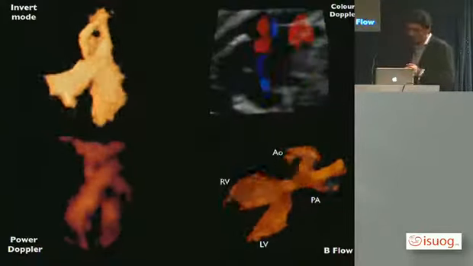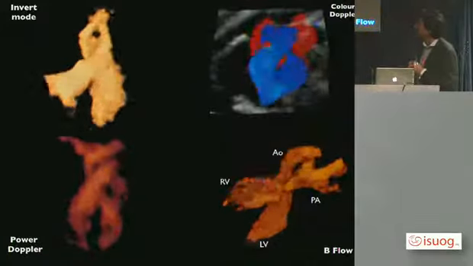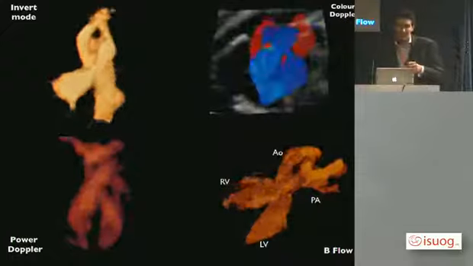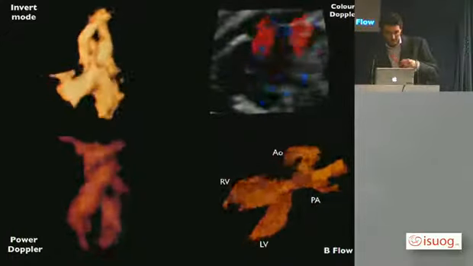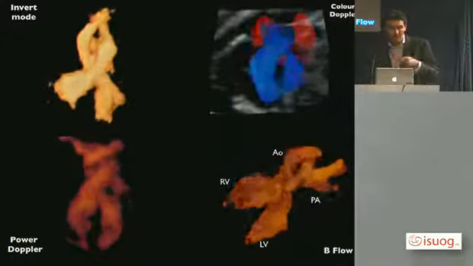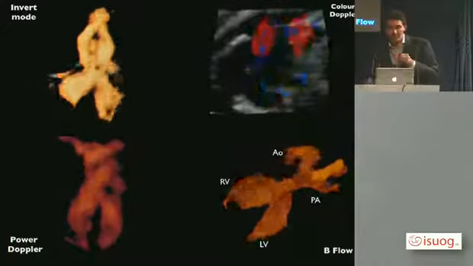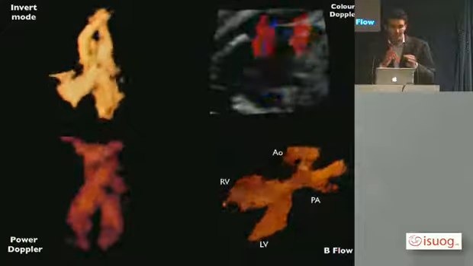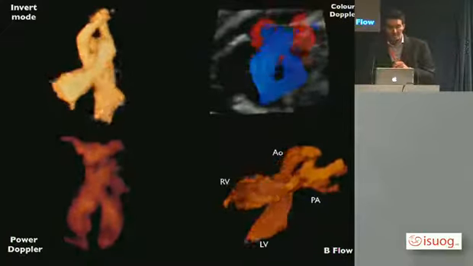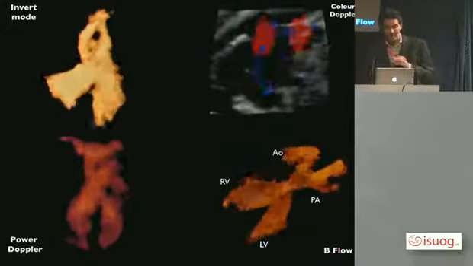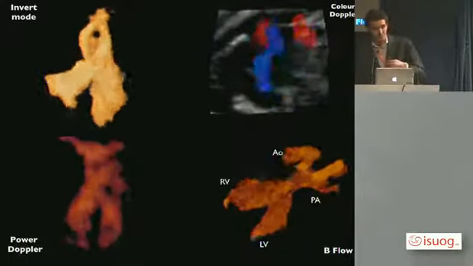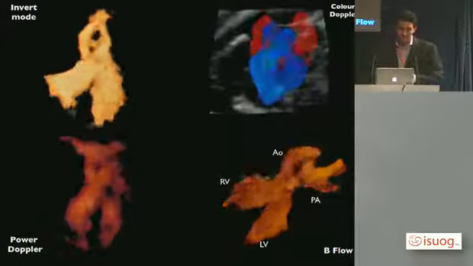For example, you can choose different modes: invert mode, color mode, power mode, B-flow mode. All these modes, I'm just saying, are complementary tools to 2D. Initially, when I use my algorithm to demonstrate this crisscross of the main vessels, and when I have some difficulties, it's possible to add another feature to try to better understand what it means exactly.